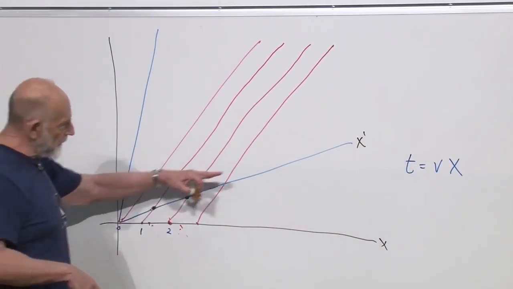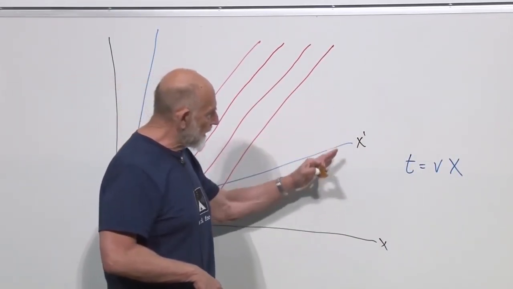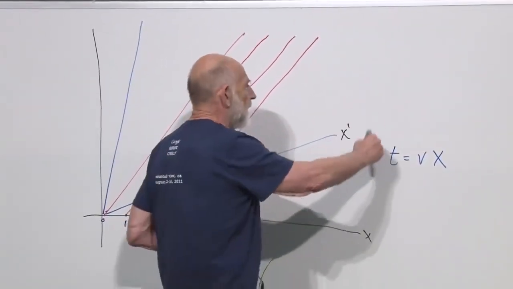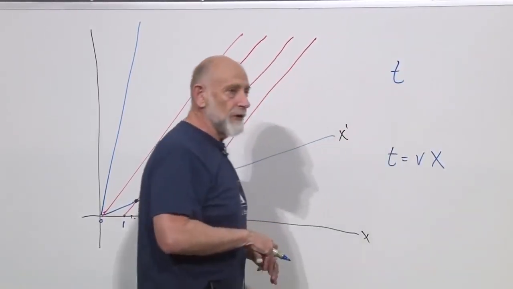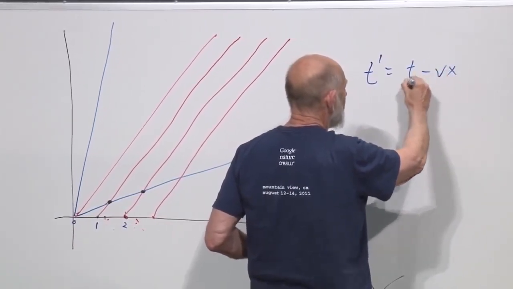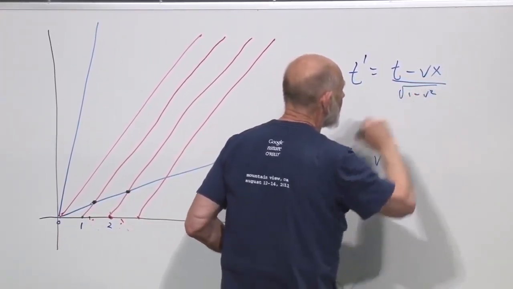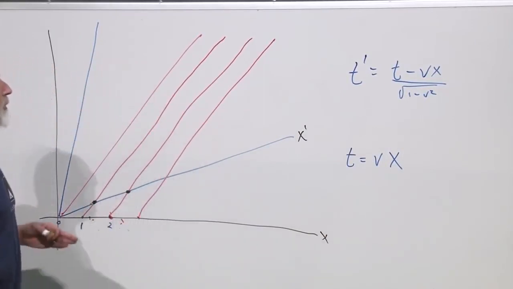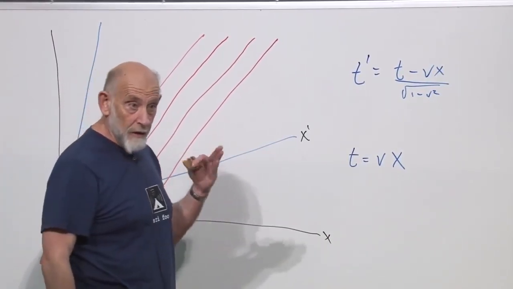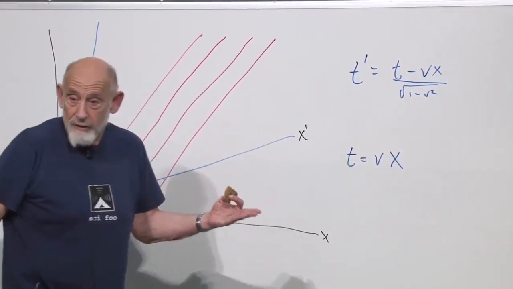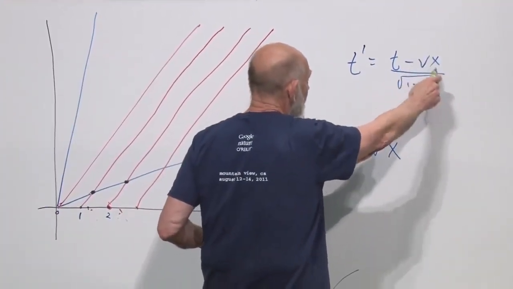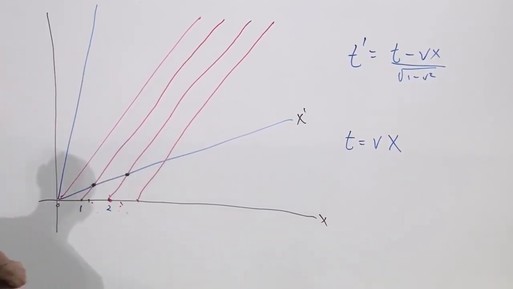That the surface T prime equals 0 is the same as T equals Vx. Let me remind you why. The Lorentz transformation involves T prime is equal to T minus Vx over square root of 1 minus V squared, right? All right, now supposing I want to know where T prime equals 0 is. T prime equals 0, that's what I call an instant. Happens to be the instant T prime equals 0, but that's okay. And that's clearly T equals Vx. So this is T equals Vx.